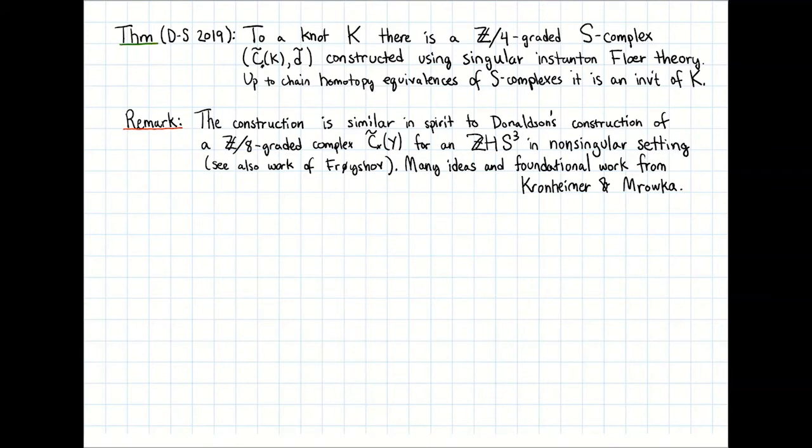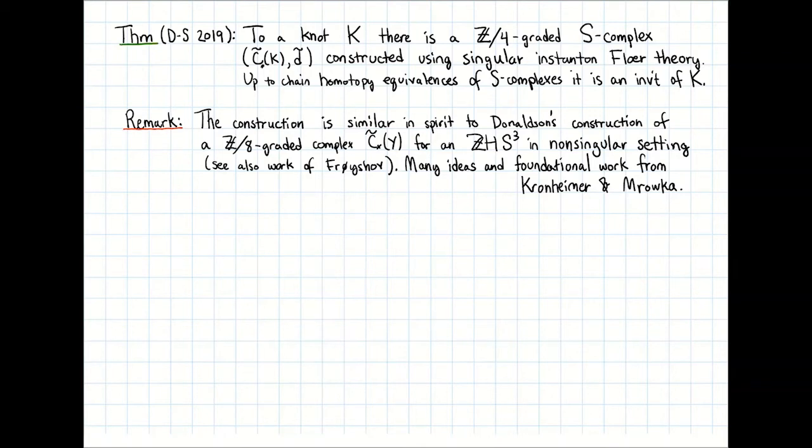A lot of these ideas are not new. So this construction is modeled on a similar construction, which can be found in Donaldson's book on Floer homology, which is done in the setting of ordinary SU2 gauge theory for integer homology 3 spheres. And a lot of the structure there was also developed by Frøyshov. Also, I cannot overemphasize how many of the ideas and foundational work of Kronheimer and Mrowka in the setting of singular SU2 gauge theory are used in the construction.